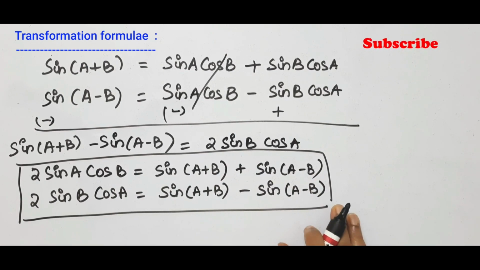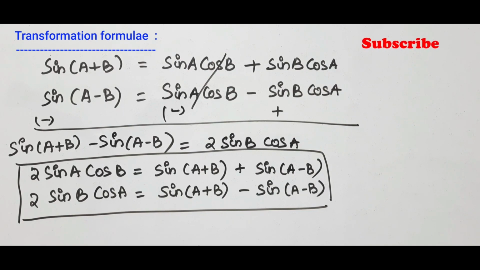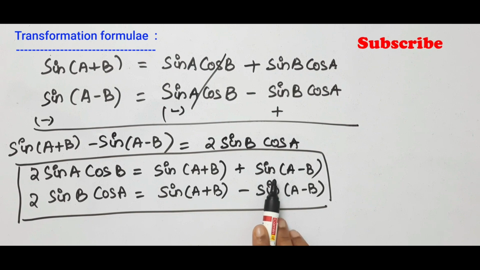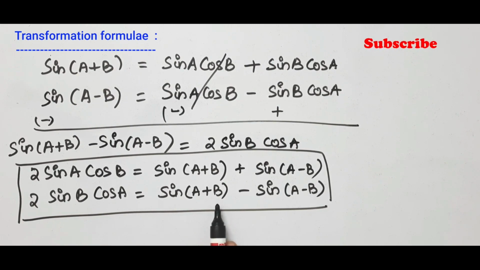From these formulae it is clear that when you see a problem based on trigonometric functions such that there is a product of sine and cos, then those can be transformed as a sum of two sines, or as a difference of two sines. That is what this transformation formula says.